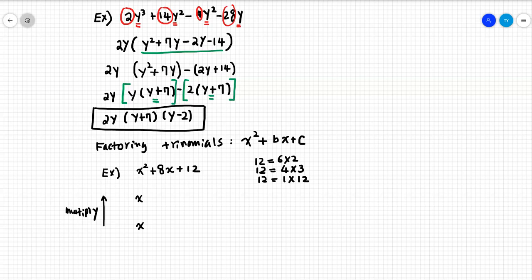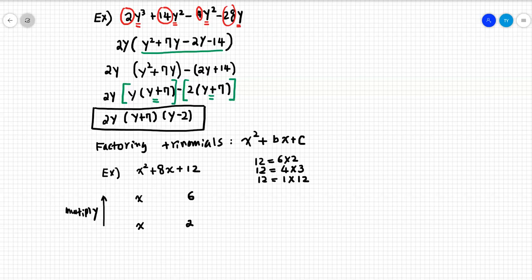Like in this case, 12 equals 4 times 3. That's the closest one. But in this particular problem, that's not going to work. Okay? So I'm going to try the first one, 6 times 2. So remember that you have to multiply vertically. So 6 times 2, you get 12, right? X times x, you get x squared.